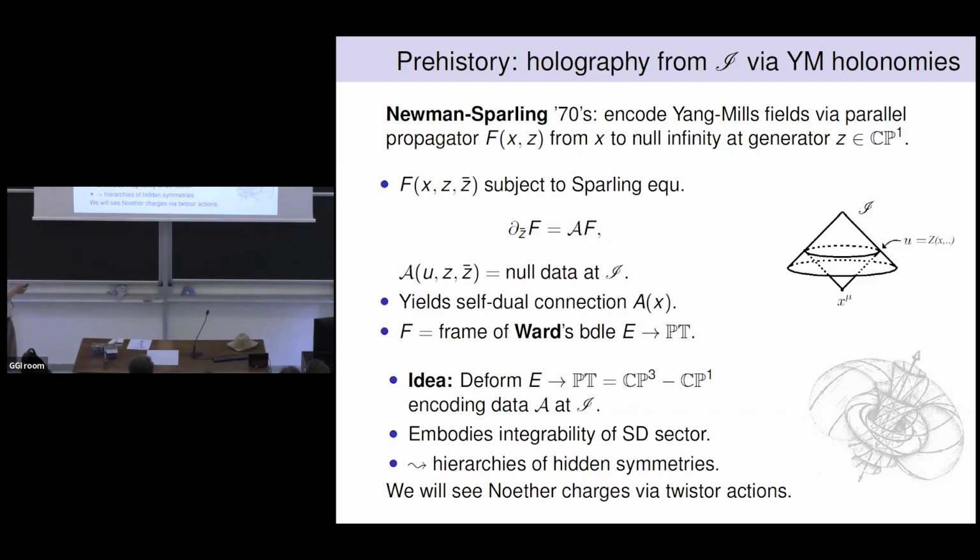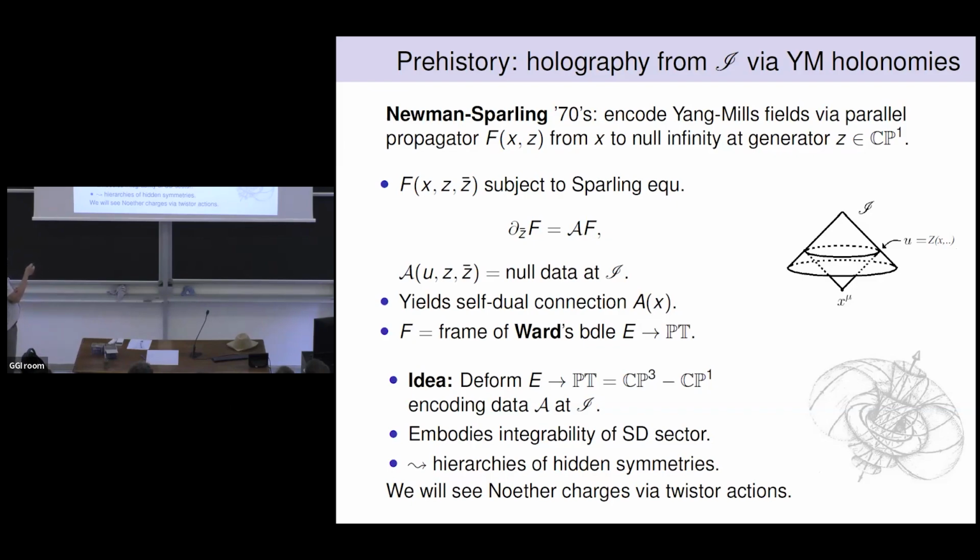Richard Ward then said, oh, I could do that for Yang-Mills too. Instead of deforming the underlying twistor space, you could deform a bundle over twistor space. And so then you could go back and find a version of the good cut equation for Yang-Mills. The person who made this idea precise was George Sparling, and he wrote down the Sparling equation, which is the Yang-Mills version of Ted Newman's good cut equation.